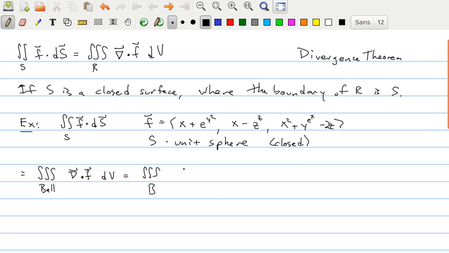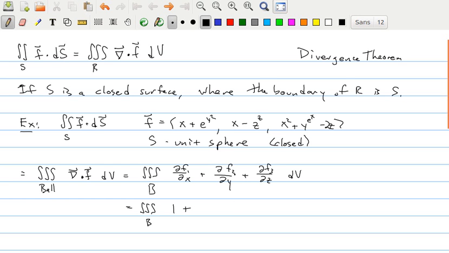Now the divergence means take the partial of F1 with respect to x plus the partial of F2 with respect to y plus the partial of F3 with respect to z, where F1, F2, and F3 are the three components of our field in the first place. So we go and simplify these. The partial of F1 with respect to x, here's F1. We take its partial with respect to x, we get 1.